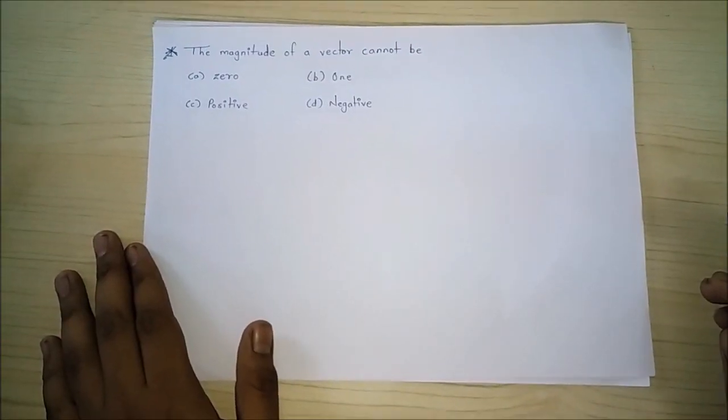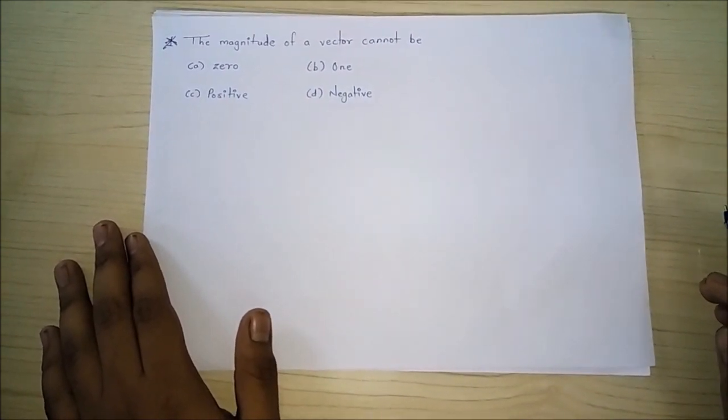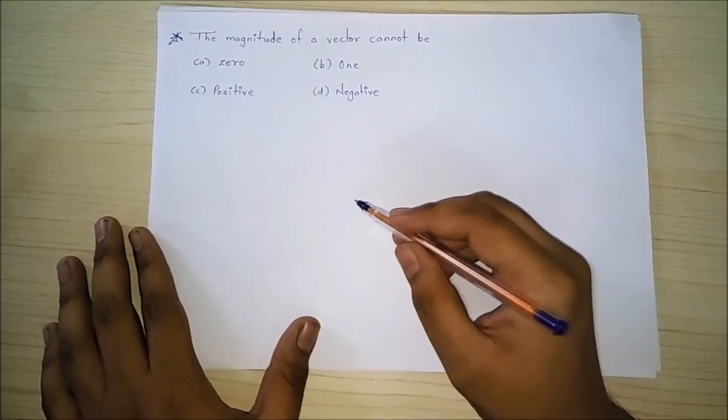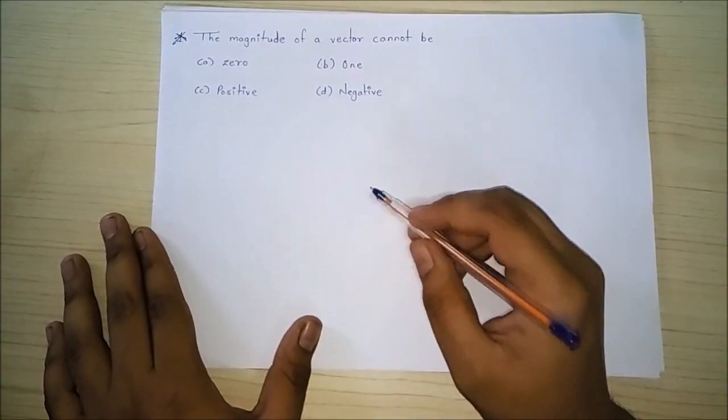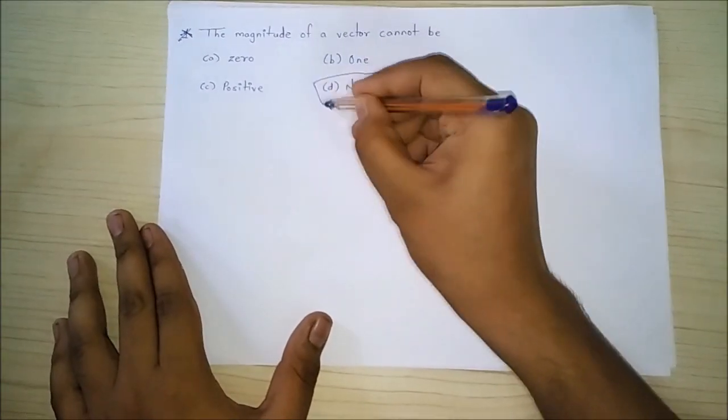The magnitude of a vector cannot be: option A, 0; option B, 1; option C, positive; option D, negative. So we know that we get null vectors, unit vectors, as well as positive and negative vectors. But the magnitude of a vector cannot be negative. So option D, negative, is the correct answer.